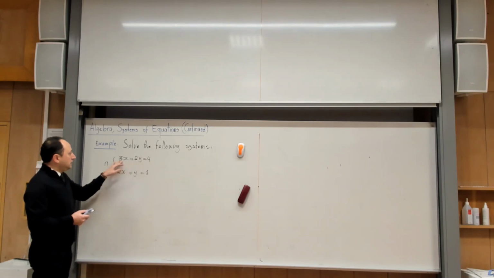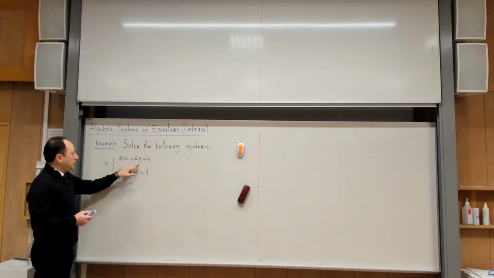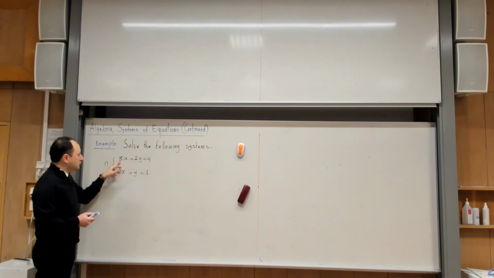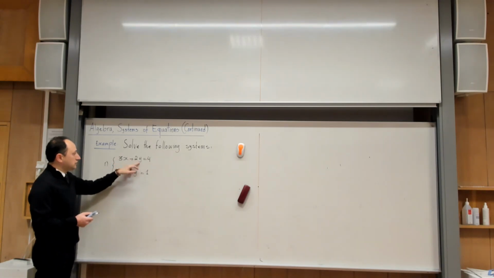For example, here, if I look at my variables x and y, we have 3 as the coefficient of x and 2 as the coefficient of y.